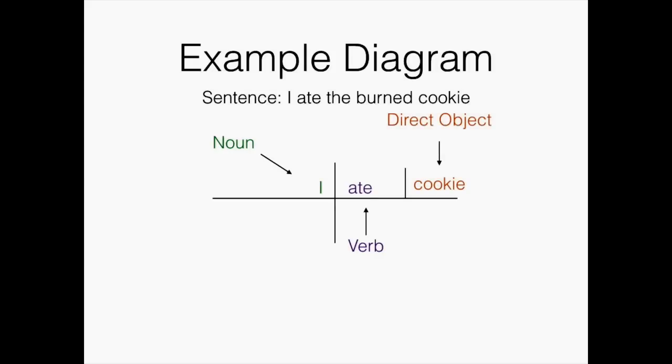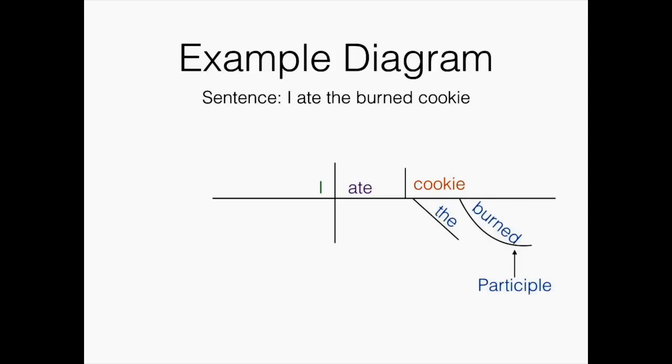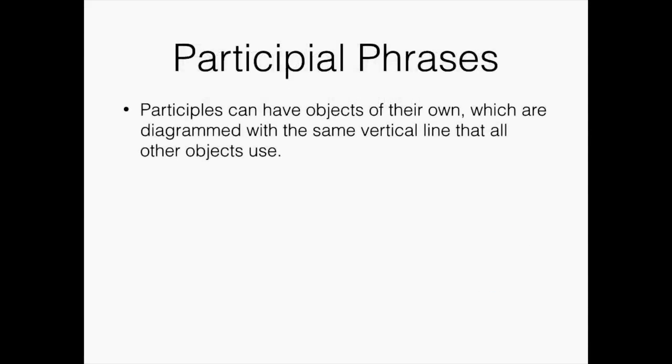We then diagram the participle burned, which in this case is modifying that direct object noun cookie, like this. We add in the as a final adjective, and we're done with the sentence. Note that the and cookie are both the same color, and this is because participles are still a kind of adjective, even though we diagram them differently. Participles, like all verbals, can also have objects, and when they do, they are called participial phrases.